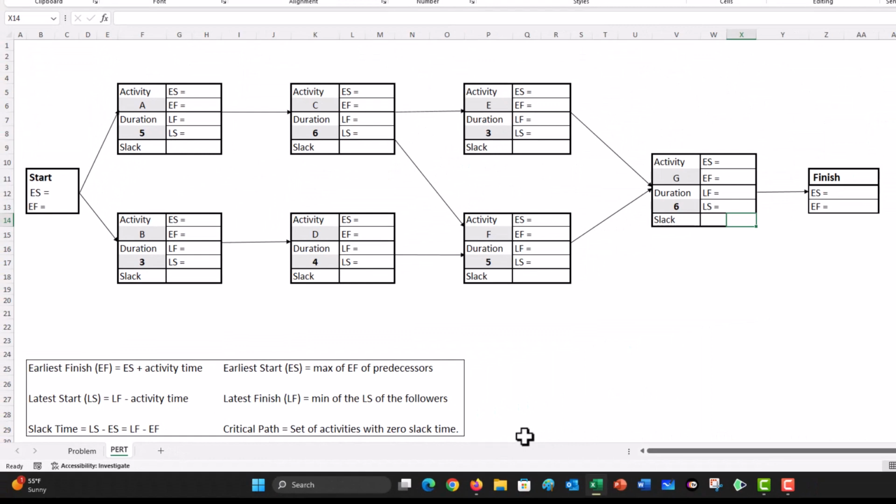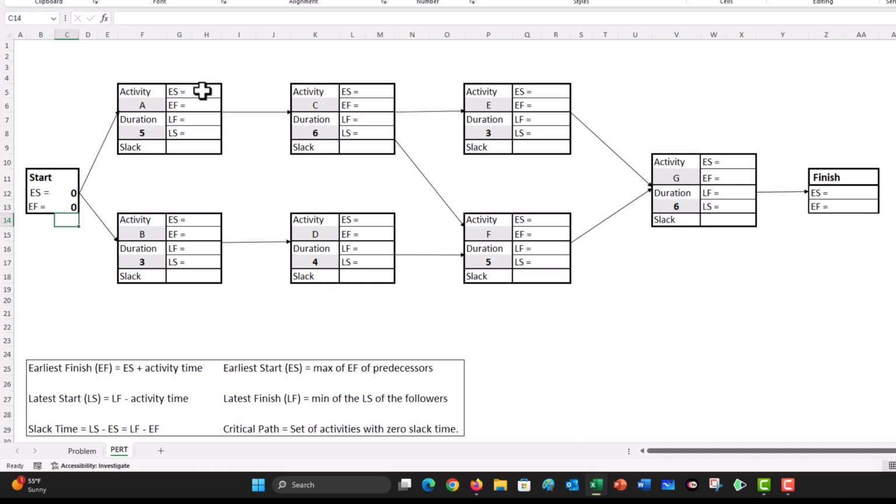In order to apply the critical path method, we have to make two passes through the network, one forward pass and one backward pass. In the forward pass, we will be calculating earliest start time, earliest finish time, all the way to the end. In the backward pass, we will be calculating latest finish time and latest start time. So let's go ahead and get started. With the first activity, obviously on the start activity, the earliest start is 0 and the earliest finish is 0 because there is no activity time.